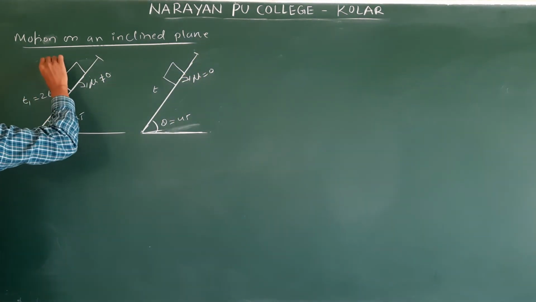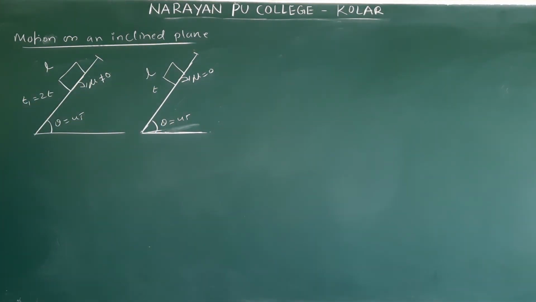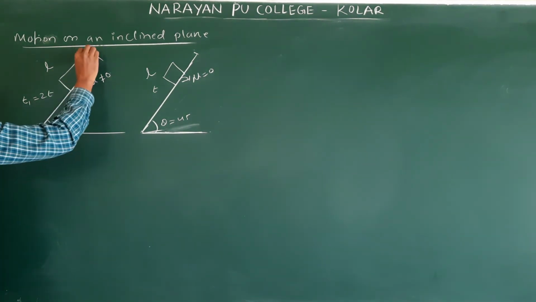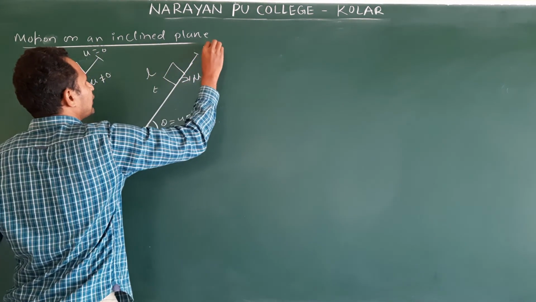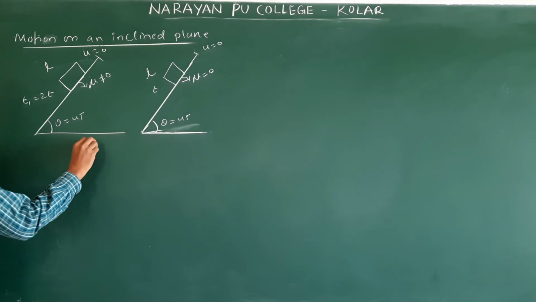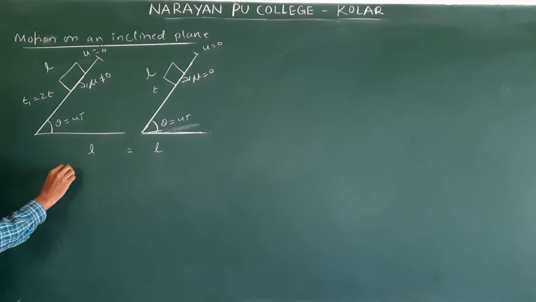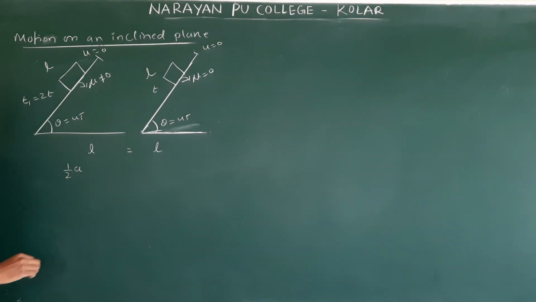So you take it, this length is L and this length is L. So in both cases, objects slide down from the top, meaning initial velocity 0. Right? So here this L is equal to L. Then how do you write the displacement equation? S is equal to ut plus half at square. u is 0.